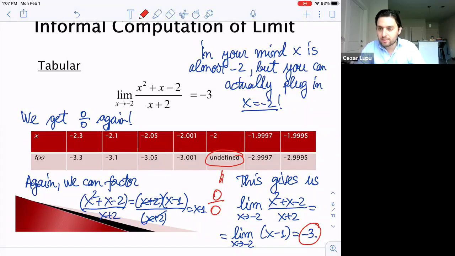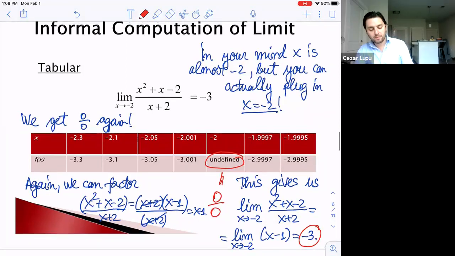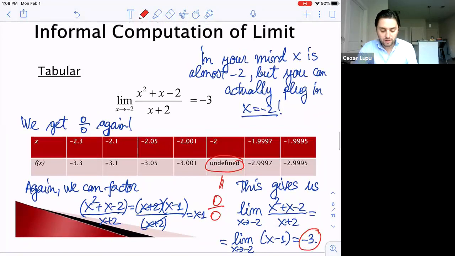And so again, keep in mind that this is what you do first. You plug it in, and you want to see what happens when you plug in directly x equals -2. You will see that this is undefined. And once you see that this is undefined, then you will say, okay, clearly I have to do something else so that I can get rid of that indefinite thing, which in our case is 0 over 0. All right, so this was another example.